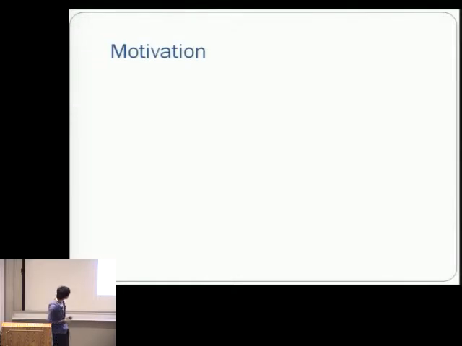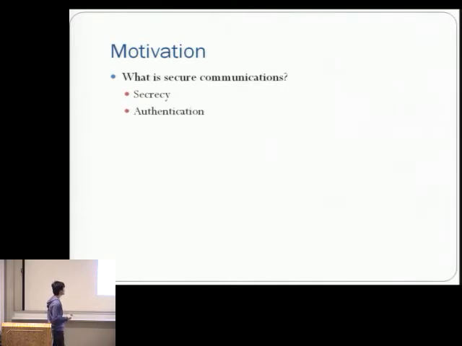So, the motivation. What do we mean by secure communication in a network? Usually there are four aspects considered as the security of communication. The first thing is secrecy. We want to keep the confidential information hidden from the adversaries. And the second aspect is authentication. When I receive some information, I need to know it's exactly from the source.